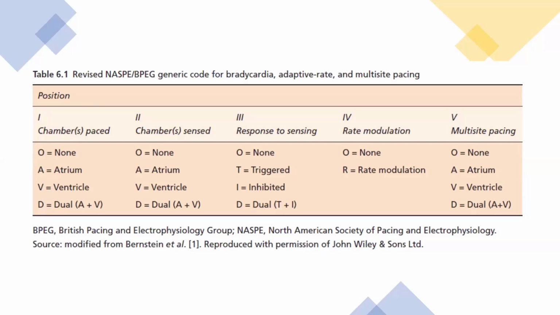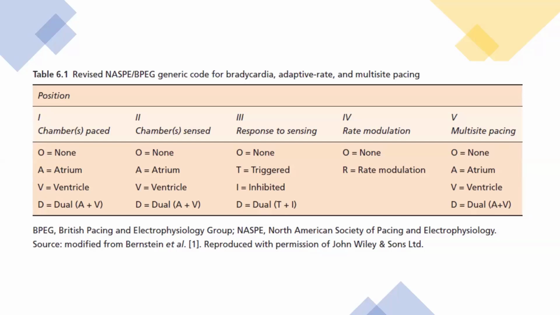The tricky third letter is used for describing the response to sensing. If it's I, like in VVI, it means that when the pacemaker senses an intrinsic electrical activity or a native QRS complex, it will be inhibited. It will inhibit the action of the pacemaker. If it's T, it means triggered. If the pacemaker senses something, it will trigger action or pacing in the pacemaker. If I have D, it means it does both things.